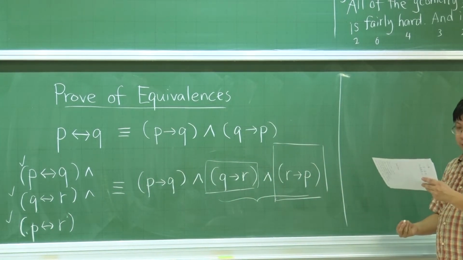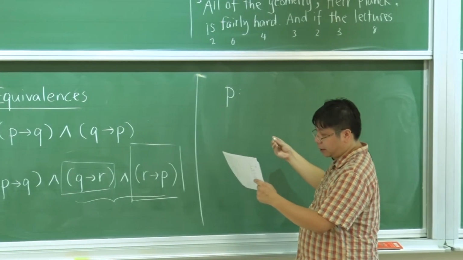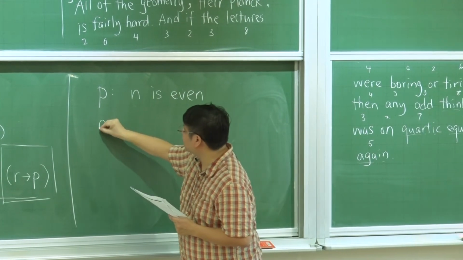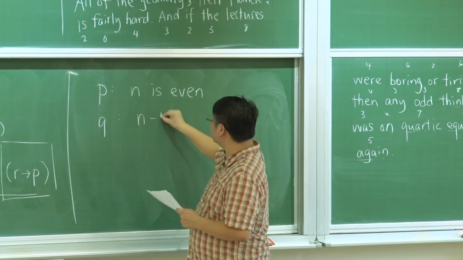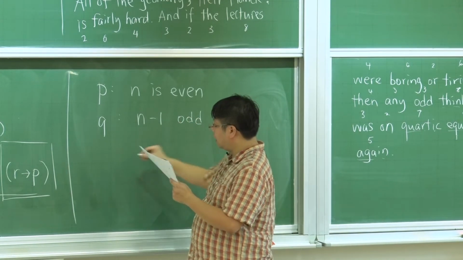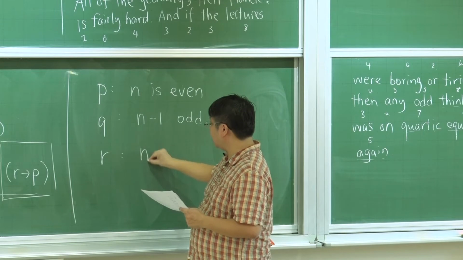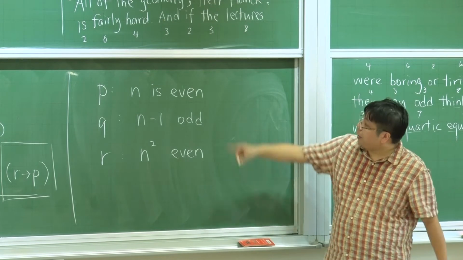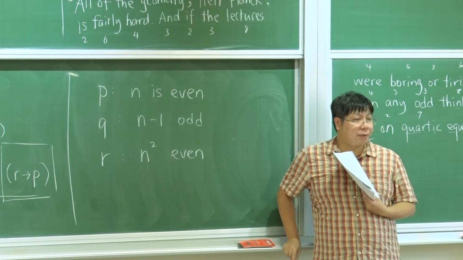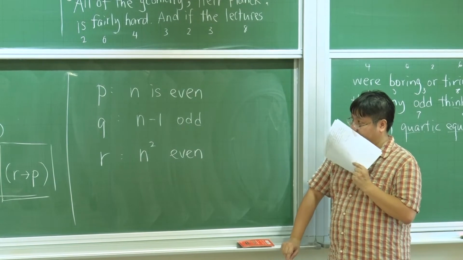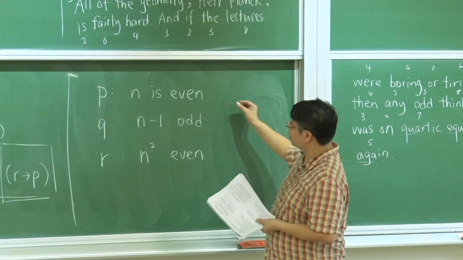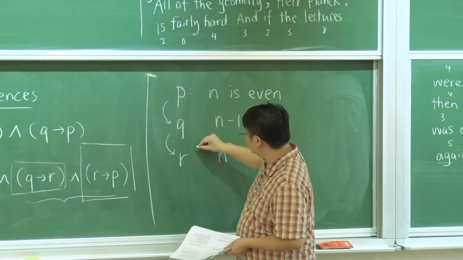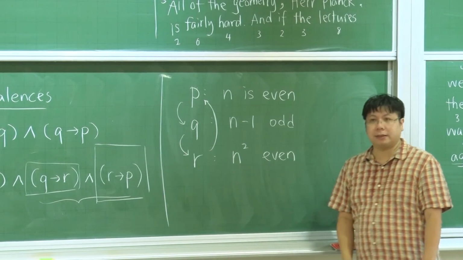Okay, so let's take a look at an example. Suppose that P is this argument, N is even. Q is this one, N minus 1 is odd. And R is this statement, N squared is even. We want to show that these three propositions are all equivalent. So how do we show this? Using our strategy, we just need to show P implies Q, Q implies R, and then R implies P. If we can somehow show this, this is done.